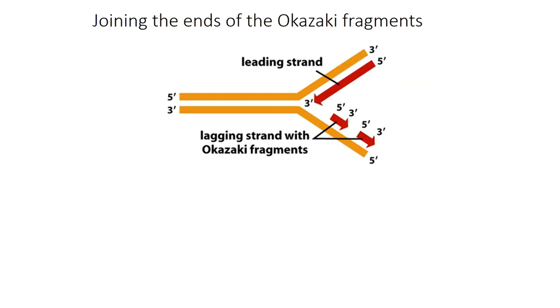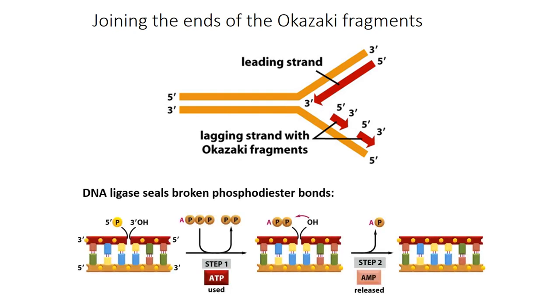The second problem, we now synthesize these Okazaki fragments. We need to stitch them together. And our next machine, the so-called DNA ligase, basically at the end of the day seals these phosphodiester bonds between these little Okazaki fragments.